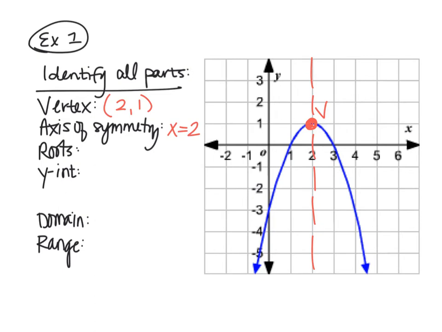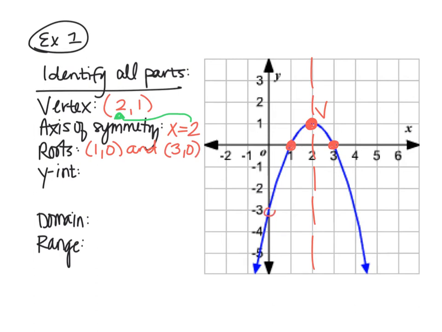You may notice, and you should notice, that this x value is going to be the same as it is in the vertex, and that will always be true. All right, roots, remember that's another word for the x-intercepts. So notice it's crossing the x-axis here at 1 and 3. Those are two separate points, so we want to list that as 1, 0 and 3, 0. Make sure you list them separately.